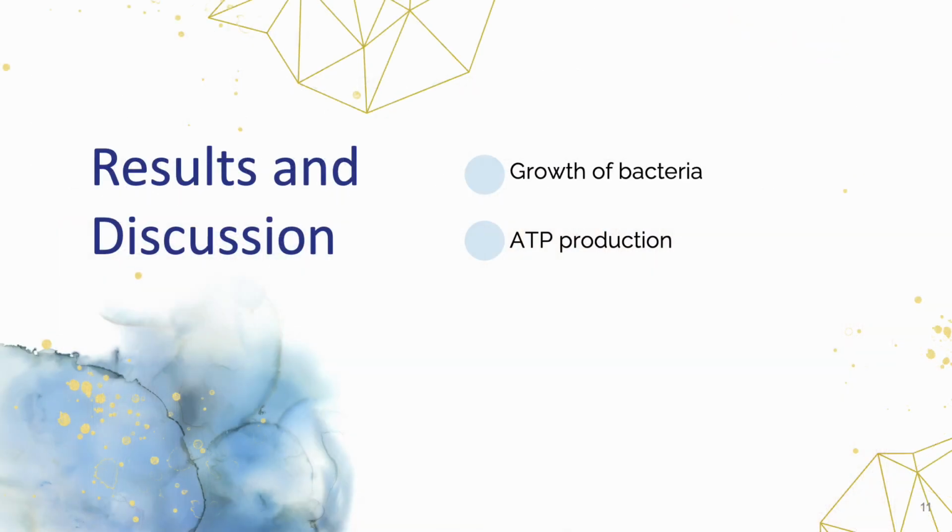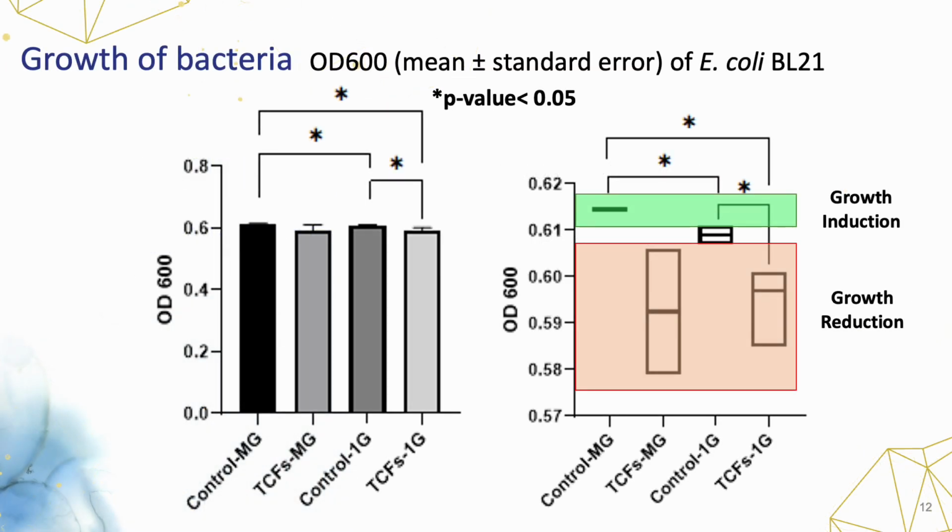Shifting our focus to the results and discussion section, we will explore the outcomes of growth of bacteria and ATP production measurements. Bacterial cell growth measured by OD600 for samples under the influence of TCFs and their control in both Earth gravity and microgravity are shown in these bar and box graphs.